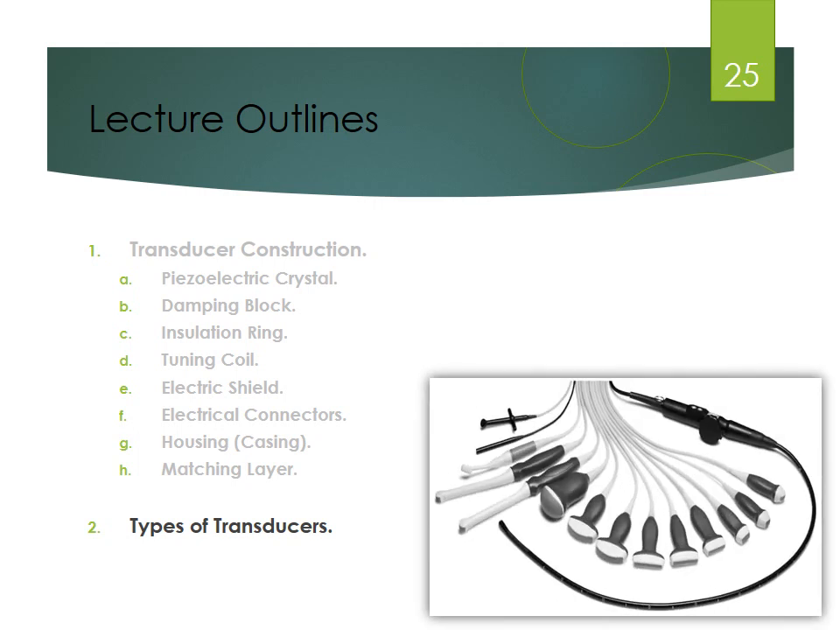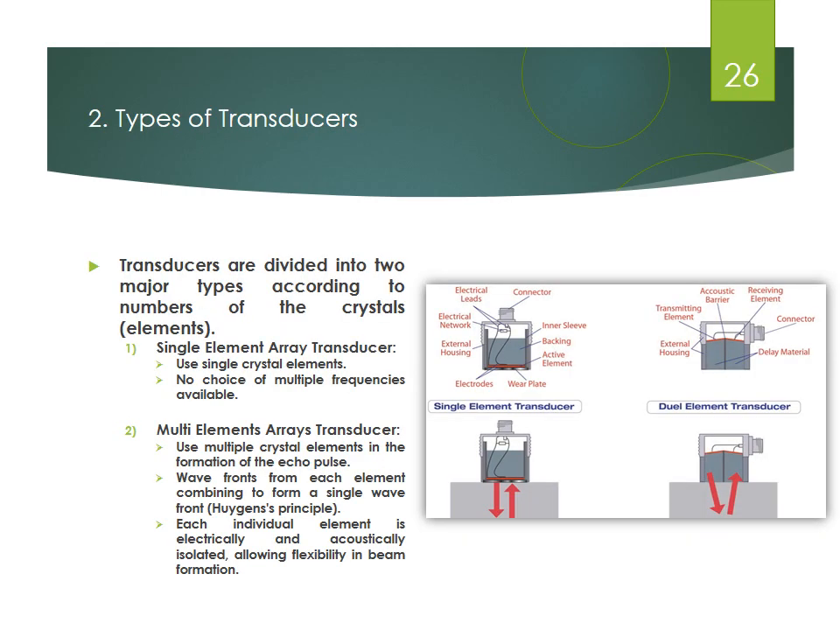Transducers are classified into two major types based on the number of crystals. Furthermore, transducers are classified based on the shapes of the crystal arrays. According to the number of crystals, the two major types of ultrasound transducers are single-element array transducer and multi-element array transducer.